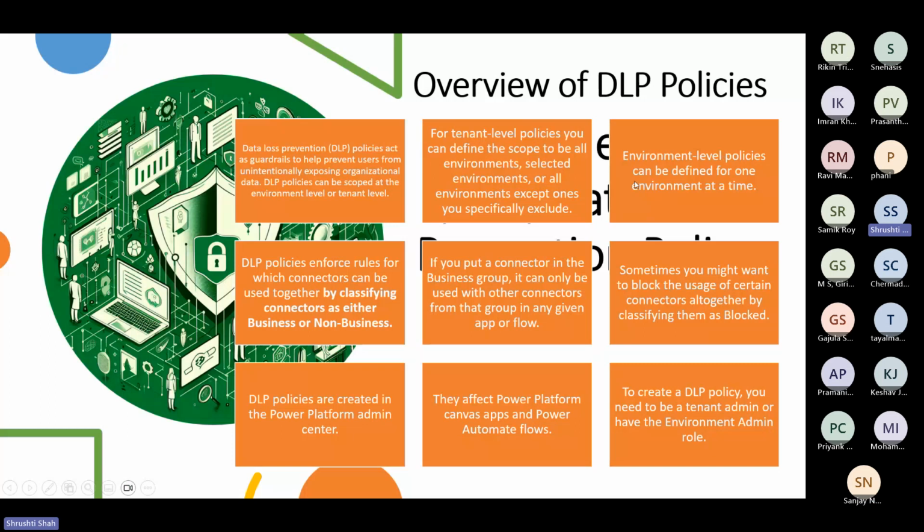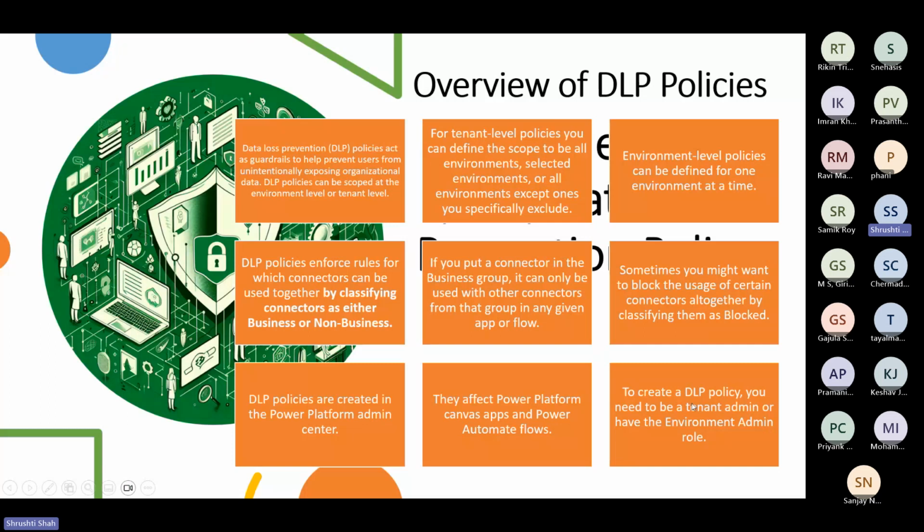Environment level policies you can define for one environment at a time, because it is environment level and you are creating for one environment, not for all. Tenant means it will comprise all your environments. Now, sometimes you may want to block the usage of connectors, so you can group them into the blocked group. We can come to that later when we do a deep dive.